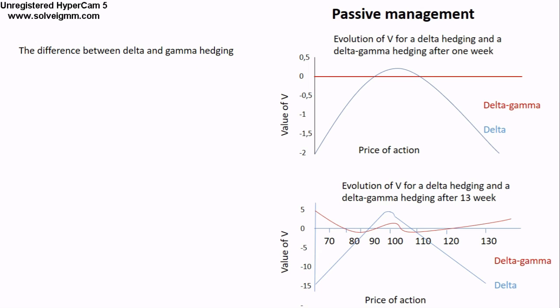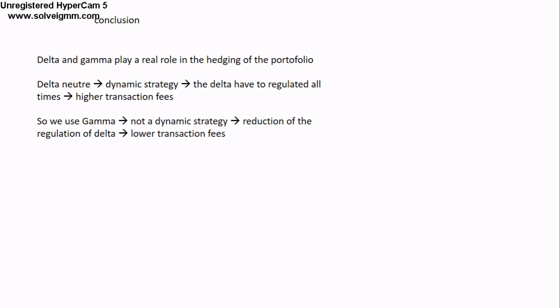Because like I said before, the delta hedging is a dynamic strategy, and here we have a passive management. So this is really important because here the gamma hedging offers a bigger protection. Yes, I agree with you, but in conclusion, we see the delta and gamma play a real role in the hedging of the portfolio.